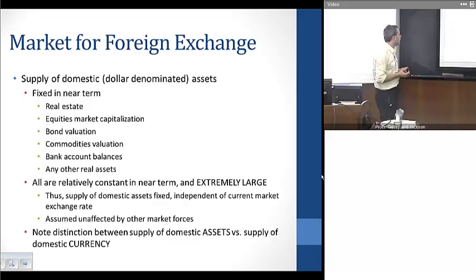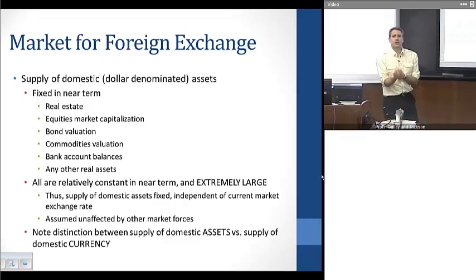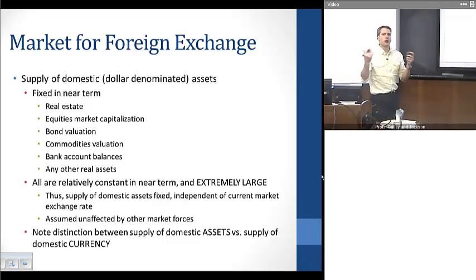Okay. Now, one thing to keep in mind here is there's a distinction which we're making in this model between the supply of domestic denominated assets and the supply of currency. Okay. Some foreign exchange models focus simply on the amount of currency in circulation, and that is a completely different model. Here, because international trade flows and capital flows are concerned with returns on assets, it's more straightforward to think about it in terms of the demand for those types of assets and the way that exchange rates play in the demand for those assets. So because of that, we're thinking about a broader set of assets than just domestic currency.